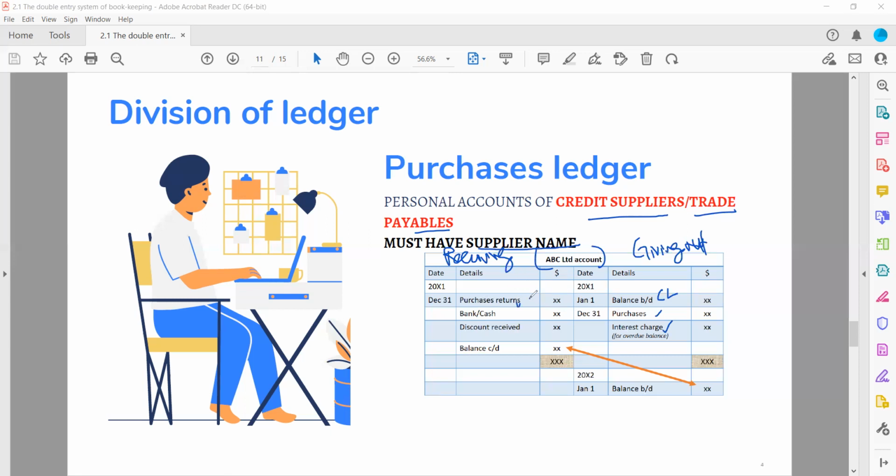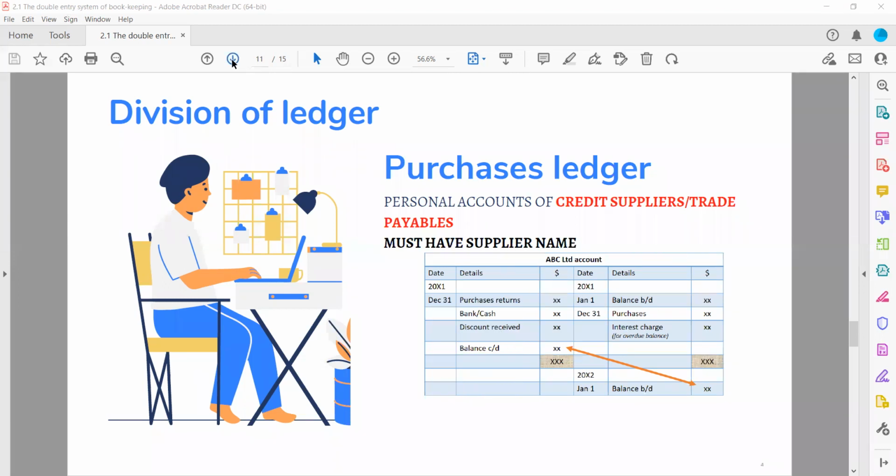Purchases return is always opposite to the purchases. So purchases return means that ABC receive the goods returned from the customer. Here we pay the ABC, ABC receive money. Discount received is given by the ABC. So in another way is that this is a income to the business. This is other income to business. Okay, so balance carry down in here means this is a current liability. Carry down, brought down must be always complete set because the mark is given in here.